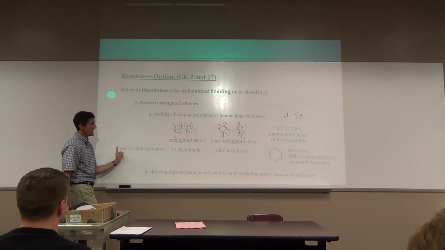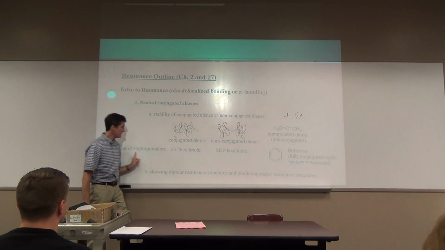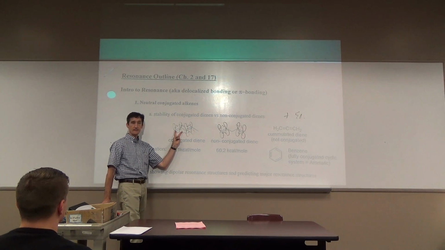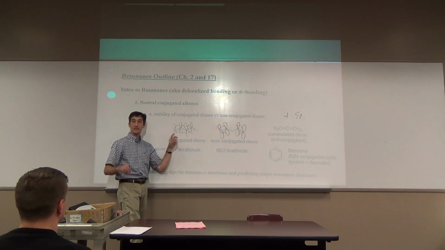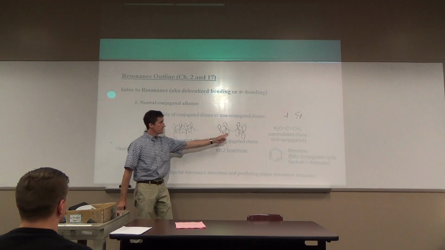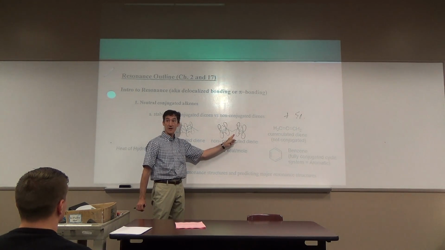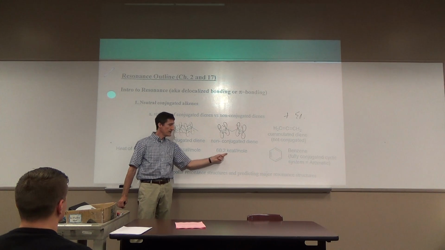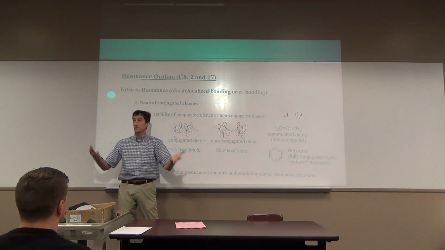Okay? How do we know? Where do these numbers come from? Heats of hydrogenation. You hydrogenate this diene. You can add hydrogen to both and get an alkane. Do the same reaction here, you get the same product. But this one gives off more heat. Has a higher heat of hydrogenation. Gives off more heat because it contains more energy. It's less stable.